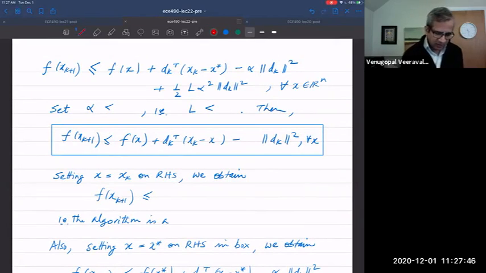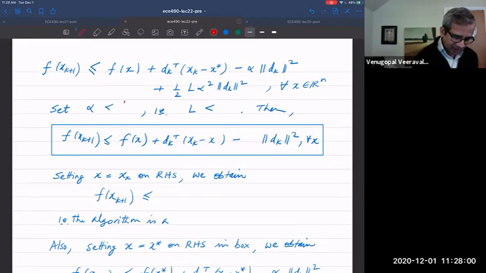All right. Let's see how this is useful. This is what we got from the previous page. Now, let's make our alpha smaller than something. Again, it'll depend on the Lipschitz constant. So let's make alpha less than 1 over L.